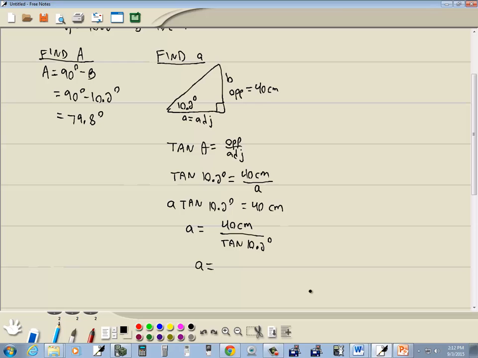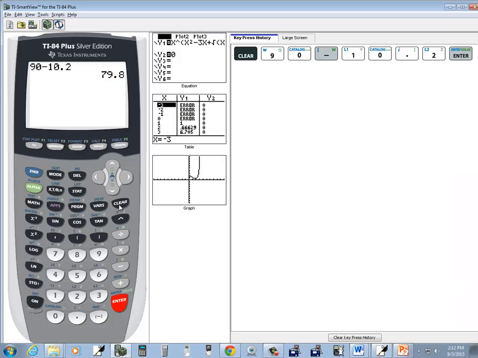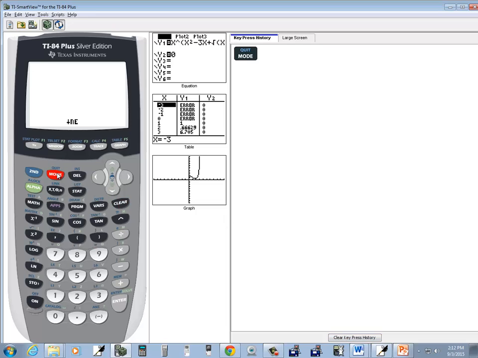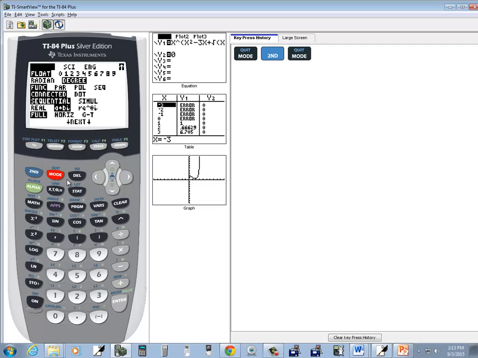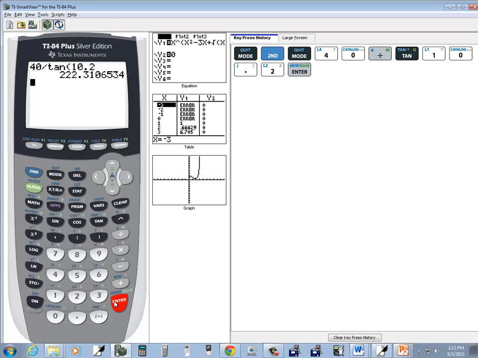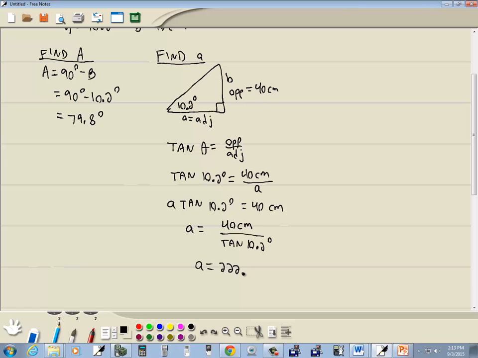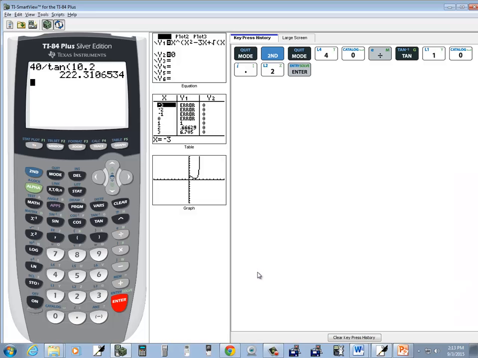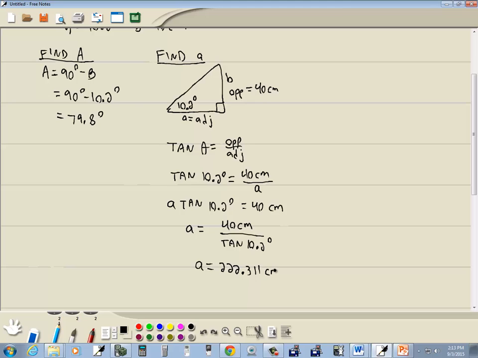You have to make sure your calculator is in degree mode. If I press my mode button, your third option here, you should see degree highlighted. If it isn't, down arrow to that line, right arrow, and press enter on degree. Second mode to exit out. And we got 40 divided by tangent of 10.2, and then we'll press enter. Now I'll take it to 3 decimal places. So A is equal to 222.311 centimeters. Boy, that's a big side, isn't it?